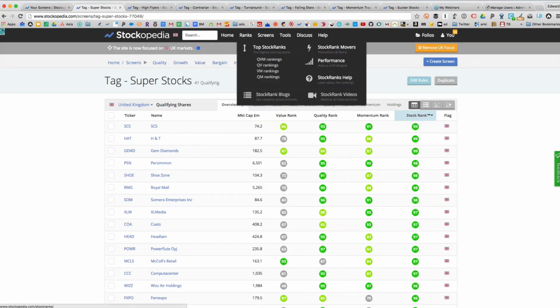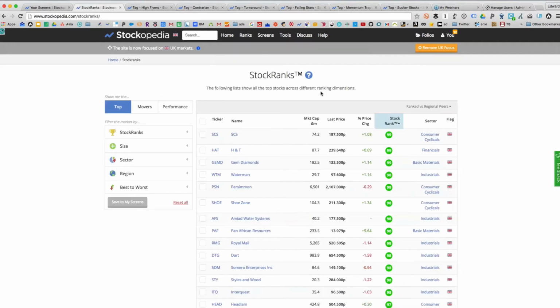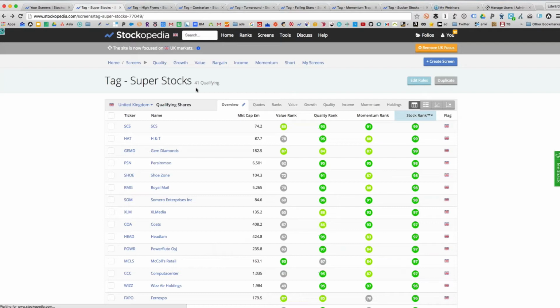One of the simplest ways to find the very highest ranking stocks, or what we might call super stocks, on Stockopedia is in the StockRanks portal. You can just go up to the StockRanks portal and click on it, and the default ranks the market by descending StockRank. I've been into that in other webinars, so I won't get caught up there. I just wanted to show you a little bit about screening for these shares, because when we're looking at the styles, it's important to go into a bit more detail.